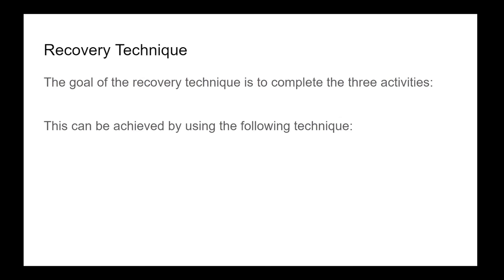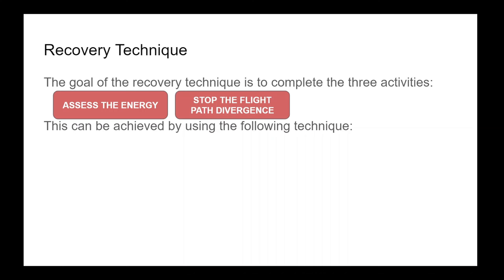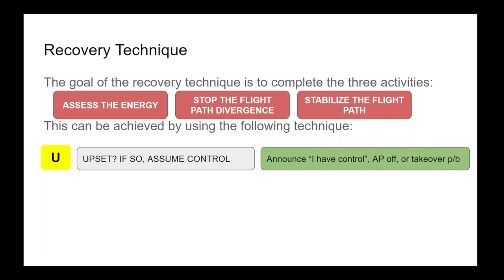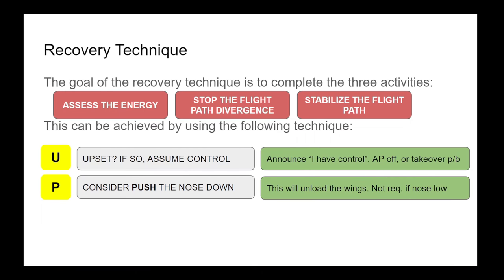The goal of the recovery technique is to complete the three activities: assess the energy, stop the flight path divergence, stabilize the flight path. This can be achieved by using the following technique. U, is the aircraft upset? If so, assume control. Announce, I have control, autopilot off, press and hold the takeover push button on the side stick. P, consider push. Push the nose down, this will unload the wings.